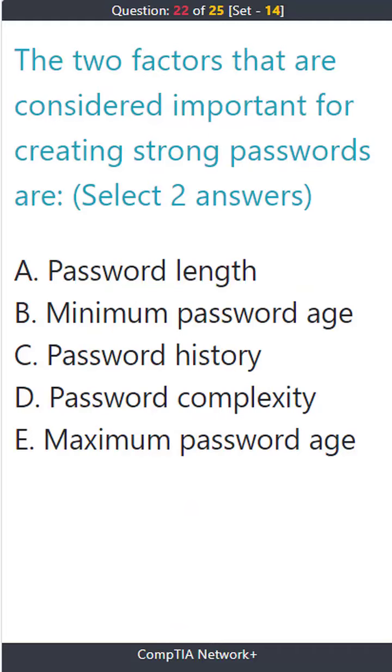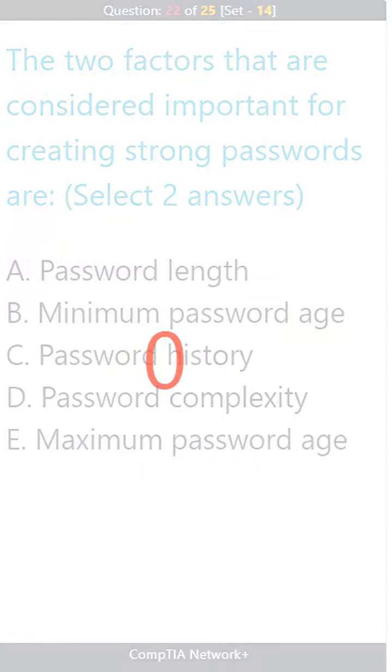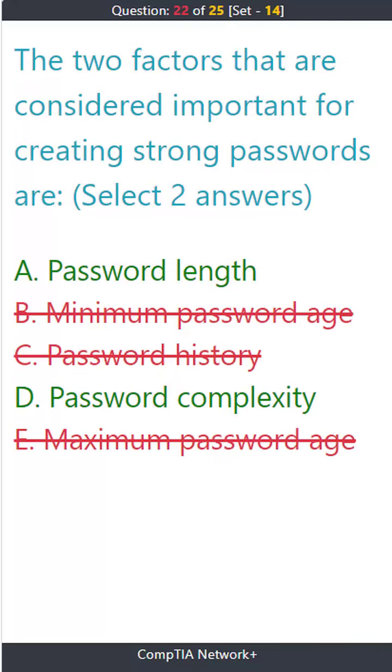Question 22. The 2 factors that are considered important for creating strong passwords are, select 2 answers. A. Password length. B. Minimum password age. C. Password history. D. Password complexity. E. Maximum password age. The correct answers are A, password length, and D, password complexity.